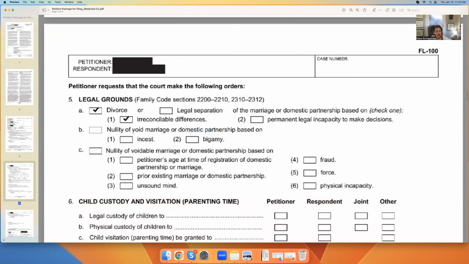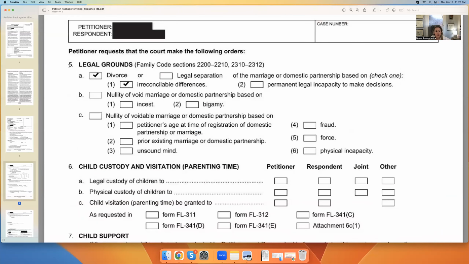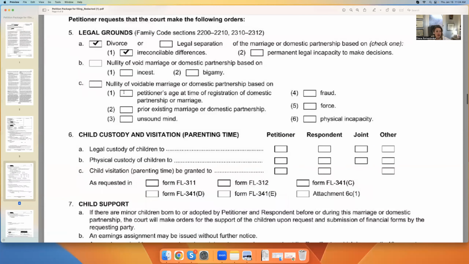Then we're going to number 5, legal grounds. You don't have to have cheating as a reason. California abolished fault, which means legal grounds is divorce, irreconcilable differences. Make sure you check off A and then A1. If you want to annul the marriage, here are the 6 reasons for annulment.